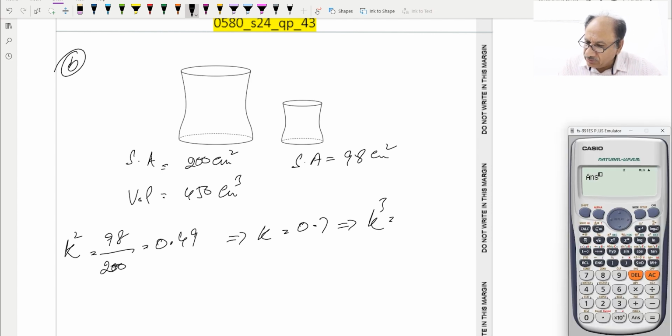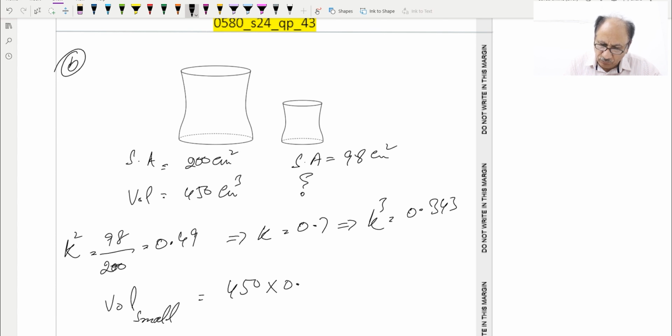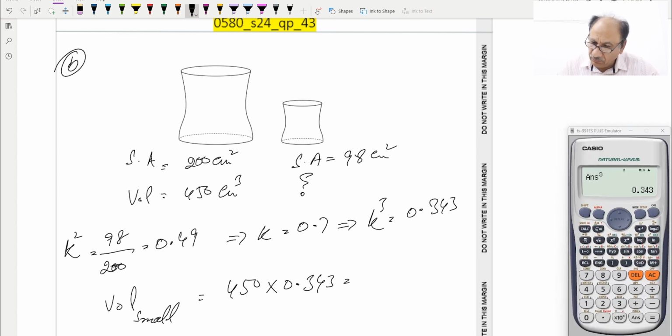But we require K cube for the volume, so we will take the cube of this one. So the answer raised to the power 3 will give us 0.343, and the volume for the smaller shape is required. So the volume of the small shape will be equal to 450 multiplied by 0.343, and this will give us the volume, which is equal to 154.35.